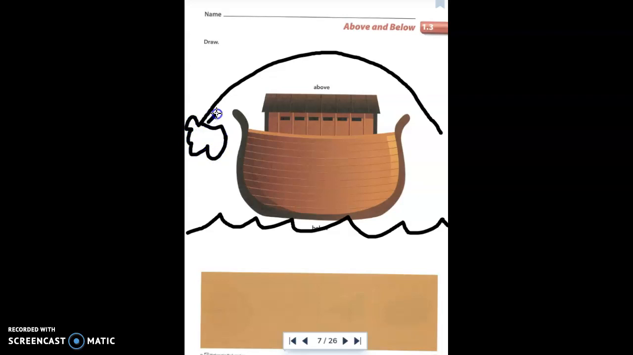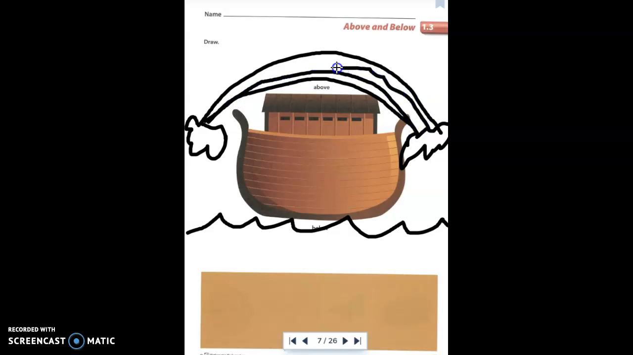And that rainbow is so amazing that we even get to see it today. And every time you see that rainbow, you remember that God promised never to flood the entire earth ever again. And we know that God always keeps his promises. God also placed the sun above the ark in the sky. Now, you can think of some other things that might have been above the ark or below the ark.